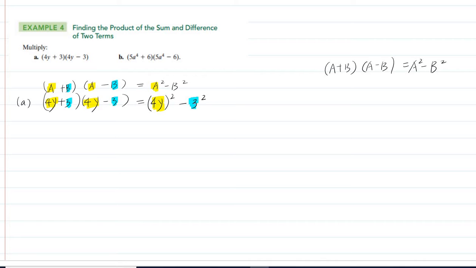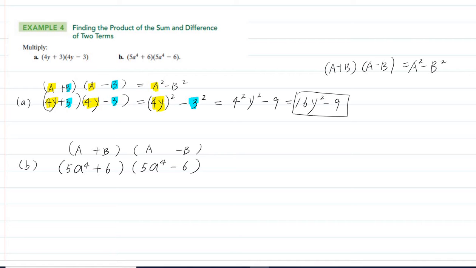Once we have this, the next step, we'll just simplify. That will be 4y parentheses squared. That's the same thing as 4 squared y squared minus, in this case, 9. This is just going to give us 16y squared minus 9. So that is your final answer.